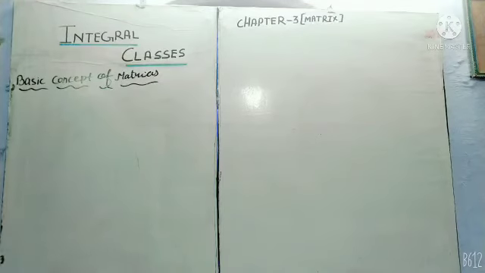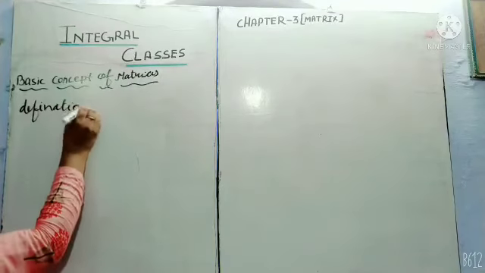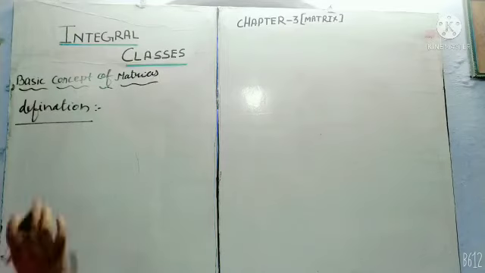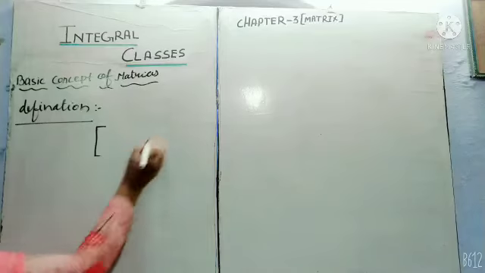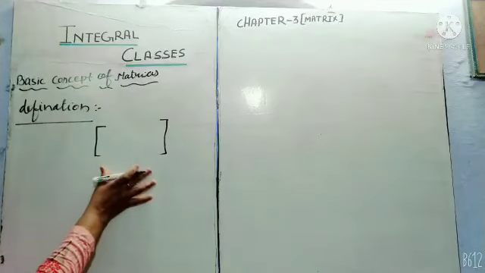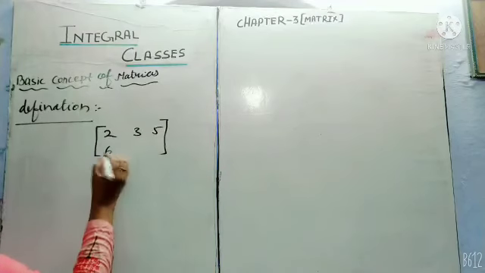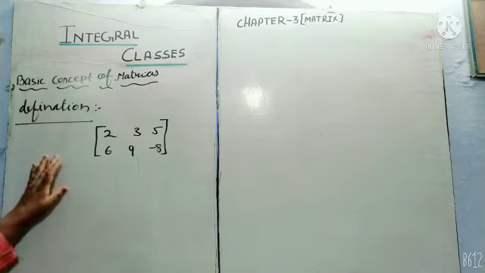Firstly, I will explain the definition of a matrix. What is the definition of a matrix? A matrix is an arrangement of various elements in rectangular form. It means if we are given elements and we arrange them in this way, it is called rectangular. If we write here 2, 3, 5, 6, 9, minus 8, this arrangement is called a matrix.